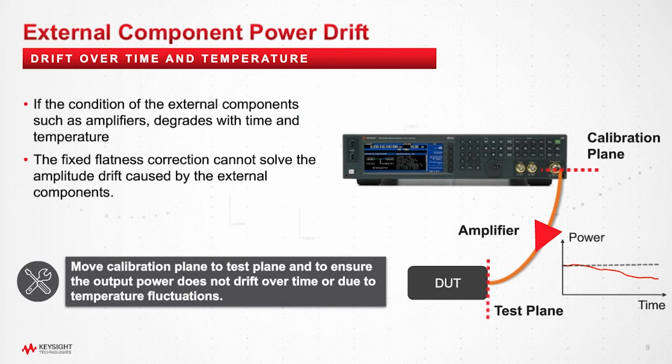As mentioned in the beginning, the RF output power of a signal generator is constantly monitored and controlled by the ALC circuit to ensure the output power does not drift over time or due to temperature fluctuation. If the condition of external components, such as amplifiers, degrades with time and temperature, the fixed flatness correction cannot stop the amplitude drift caused by the external components.